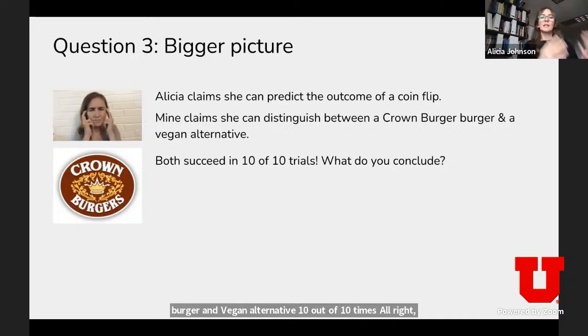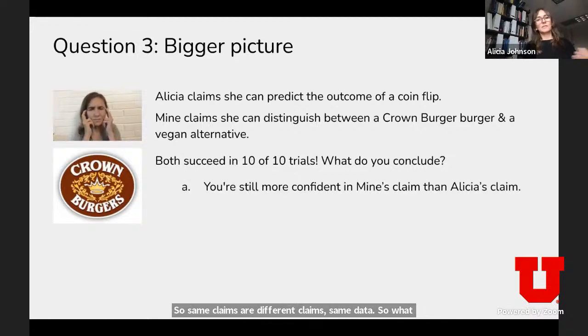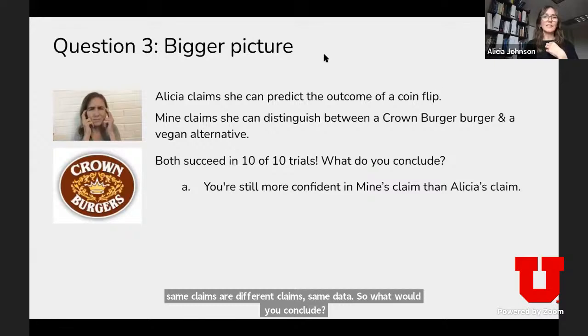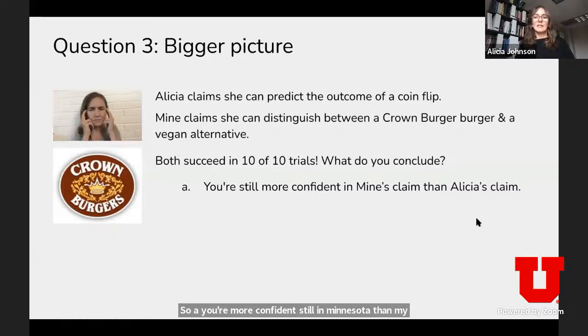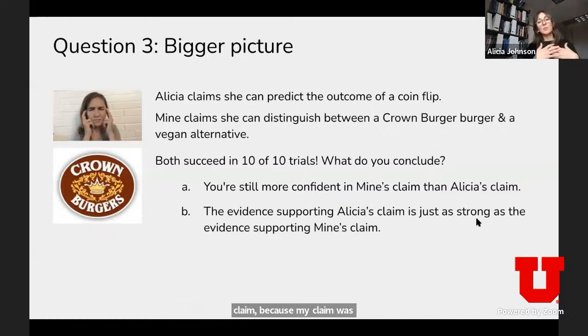All right, so different claims, same data. What would you conclude? A, you're still more confident in Mina's claim than my claim, because my claim was ridiculous. Or B, the evidence supporting my claim is just as strong as the evidence supporting Mina's claim. Those are the only two options for this quiz. So think about where your instincts fall here.